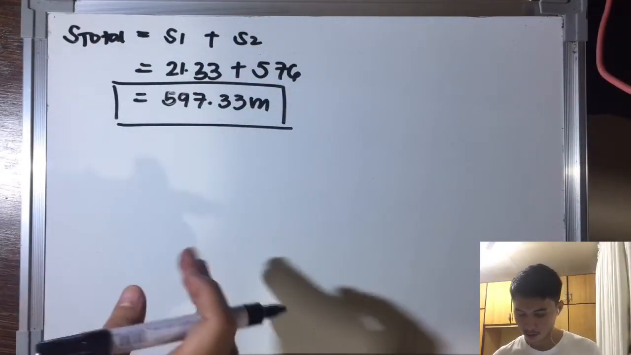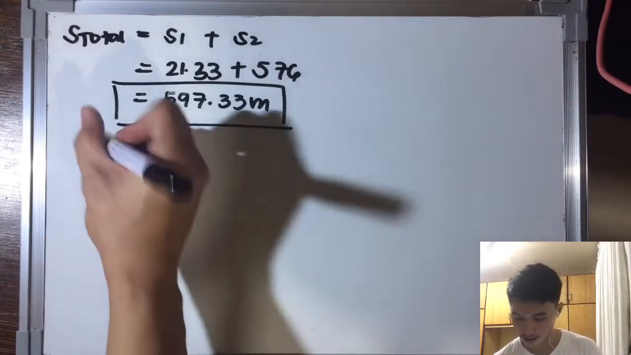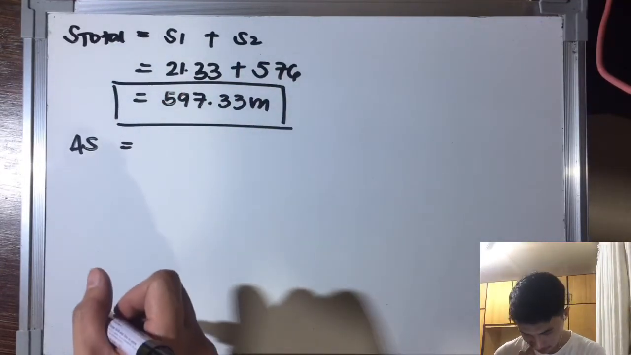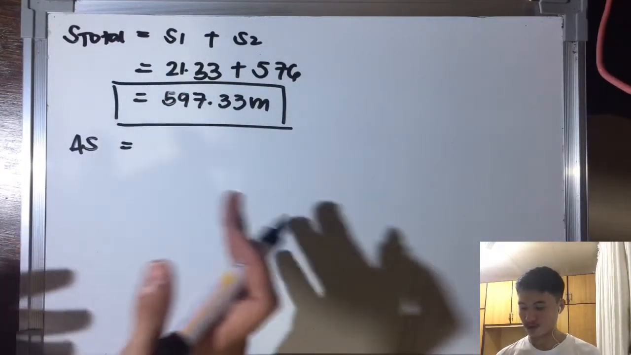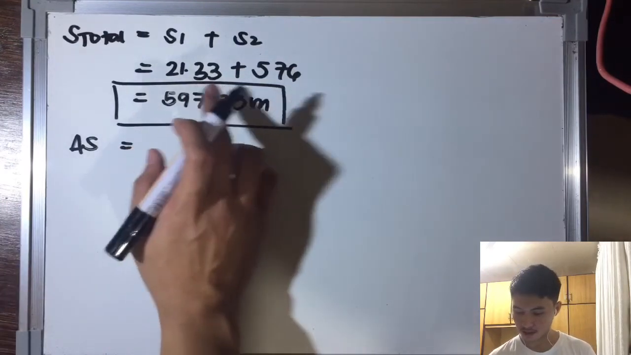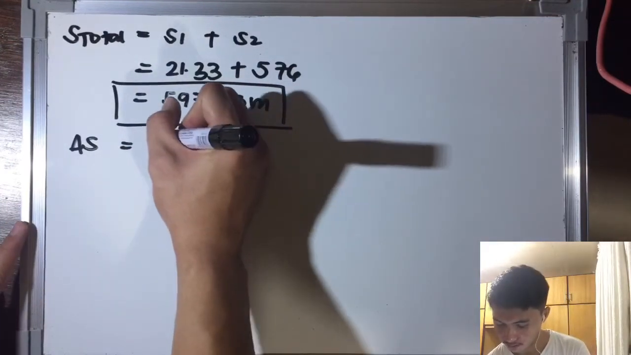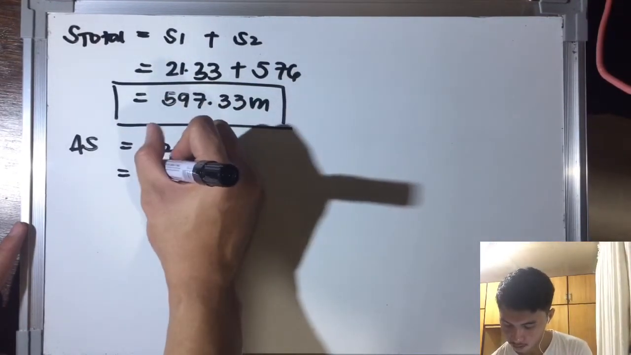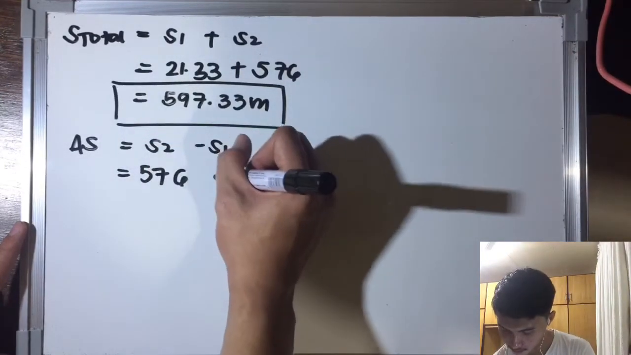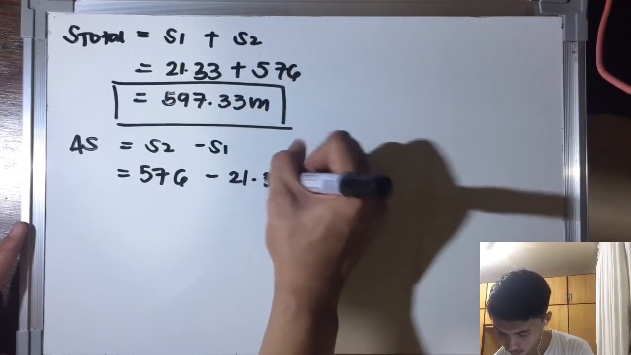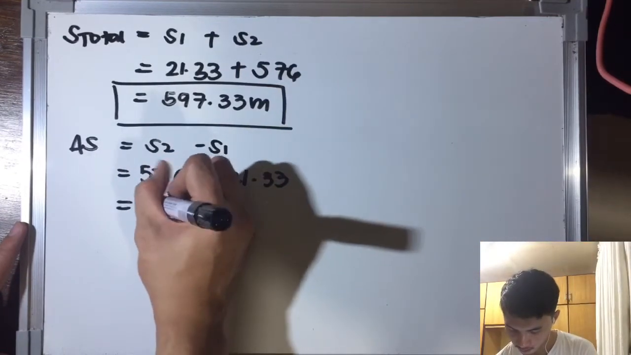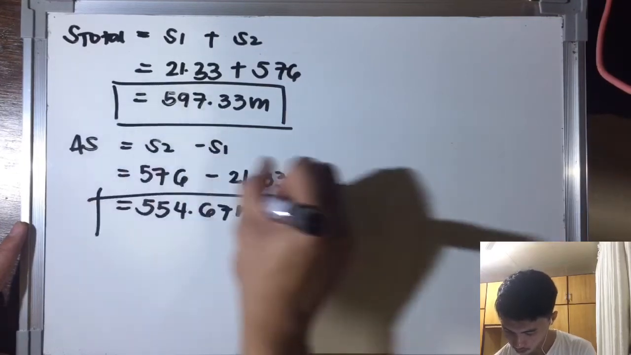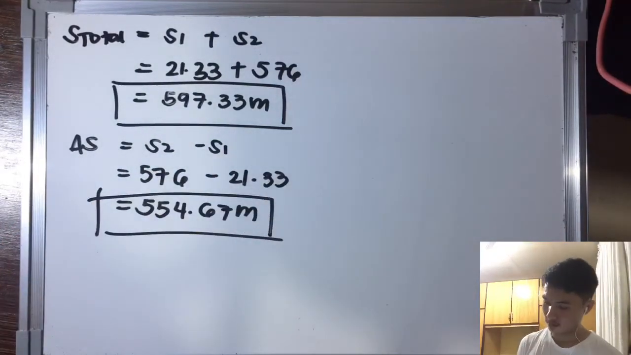The next thing that we're going to solve for is the change in position. In order for us to get the change in position, we are just going to simply subtract the value of S1 from S2. So S2 minus S1. S2, which is 576 meters, minus S1, which is 21.33. This equation will give us 554.67 meters. So this is our value for the change in position.